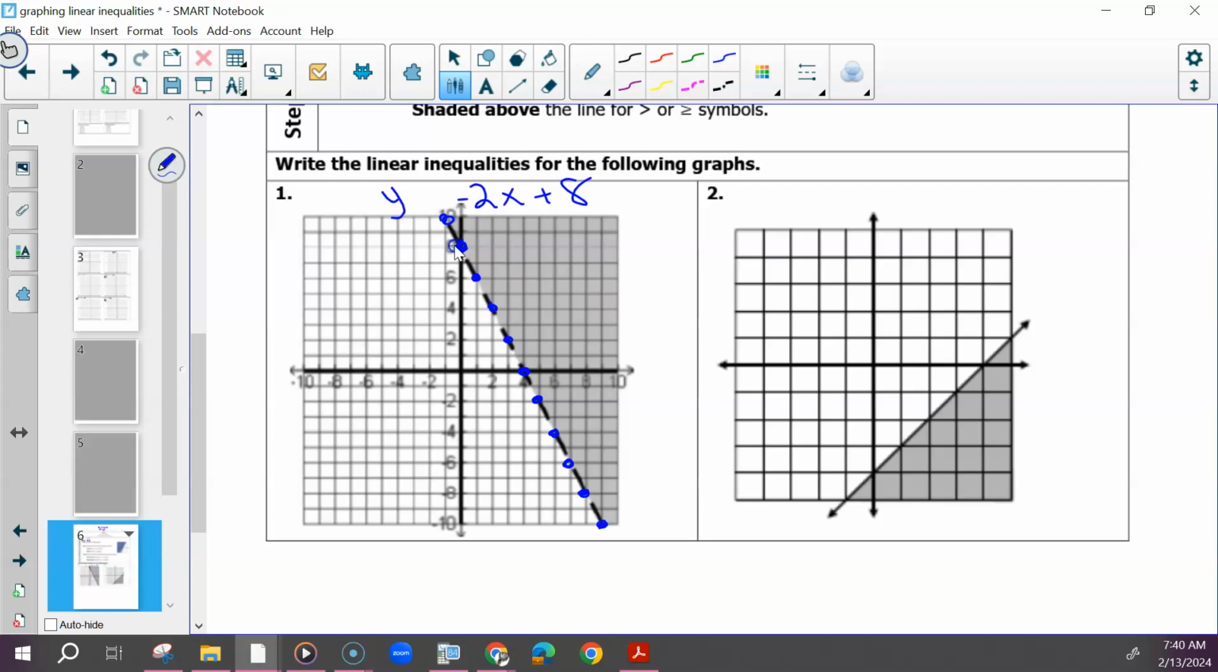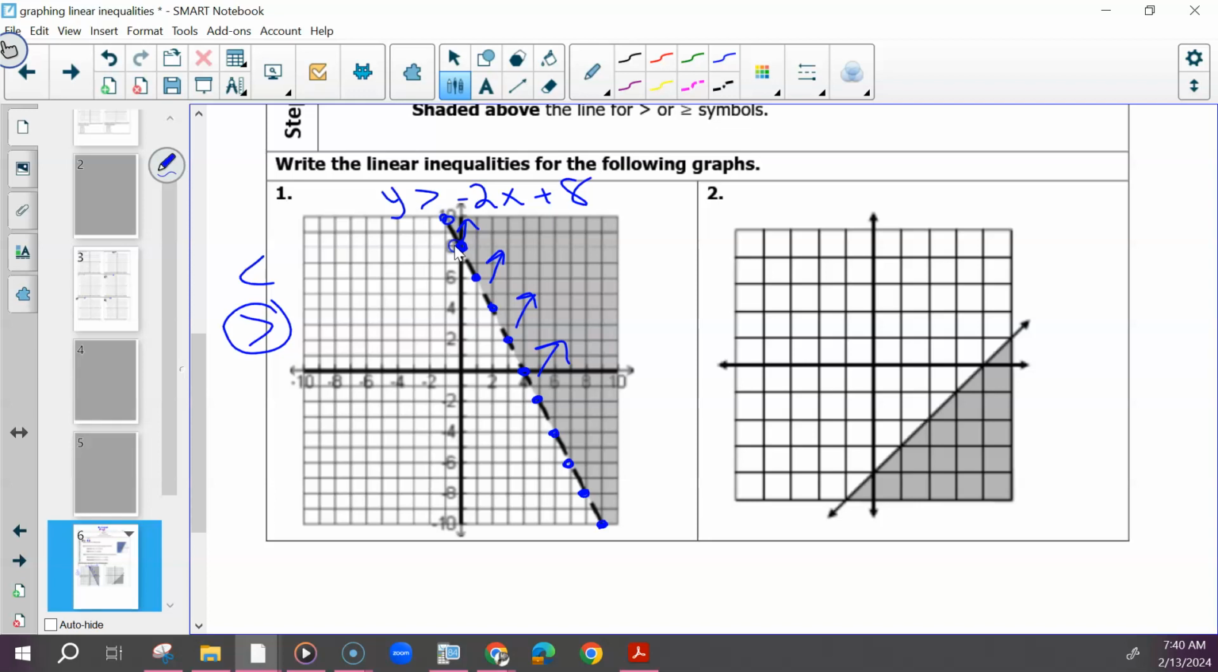And then we know this is a dashed line, so it's either going to be strictly less than or strictly greater than. If I'm looking at the y-intercept, I see that this is shaded above this line. So which symbol would that be? Greater than. So y is greater than -2x.